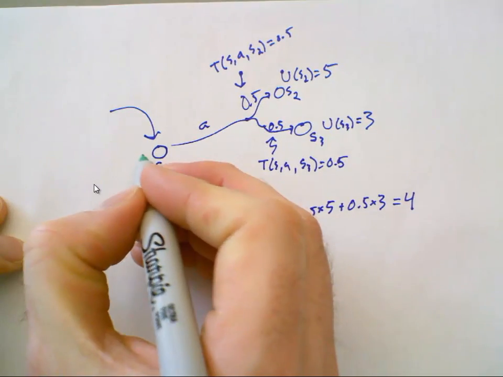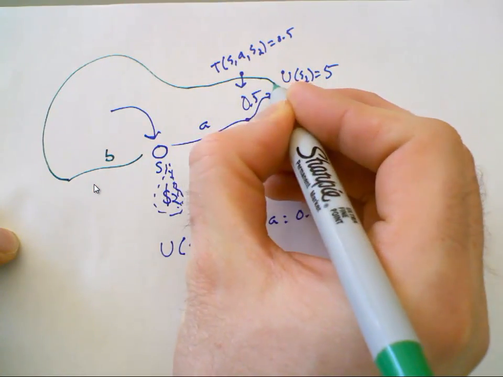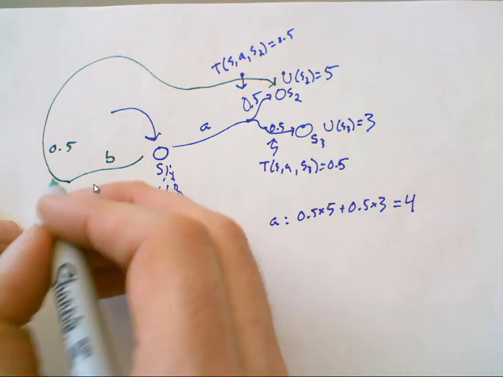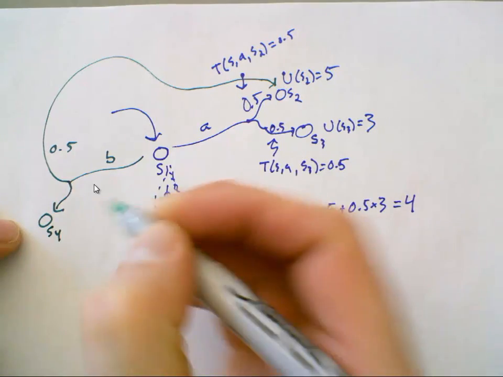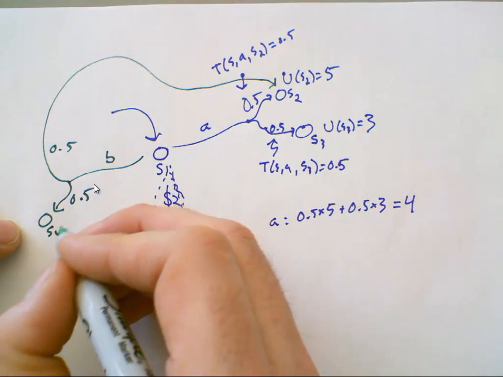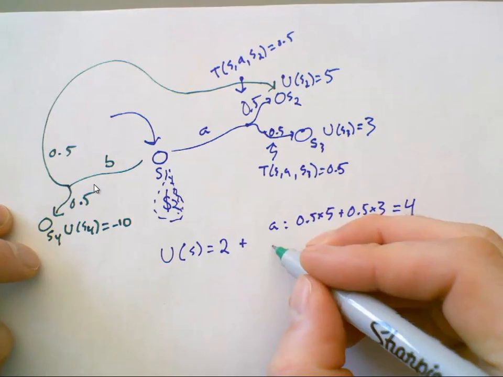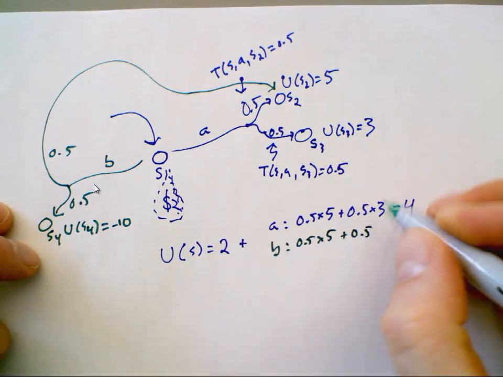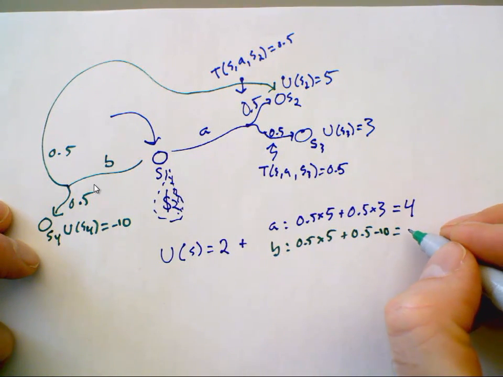There might be some other action B. Maybe if we do action B, there's a 0.5 chance that we go over to S2, and maybe there's some hellish state here, like S4, and there's a 0.5 chance we'll end up in S4, and the utility of S4 is like -10. So if we do action B, with 0.5 we get 5, and with 0.5 we get -10, and that ends up being like, sorry? Yeah.